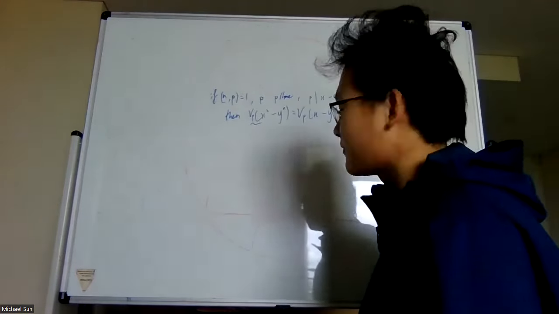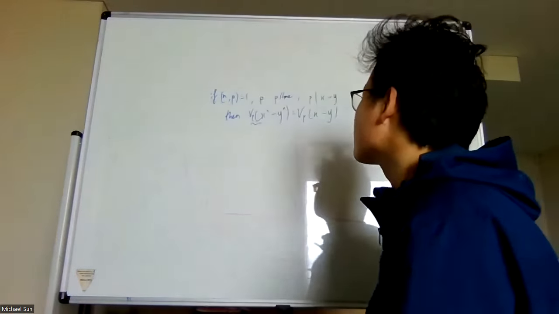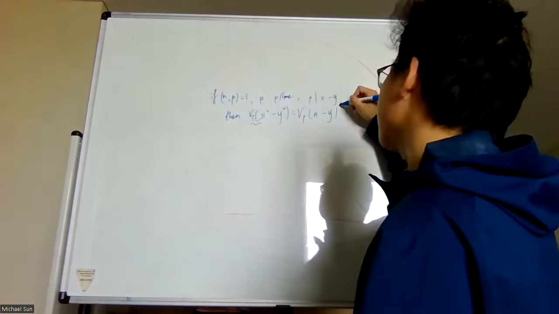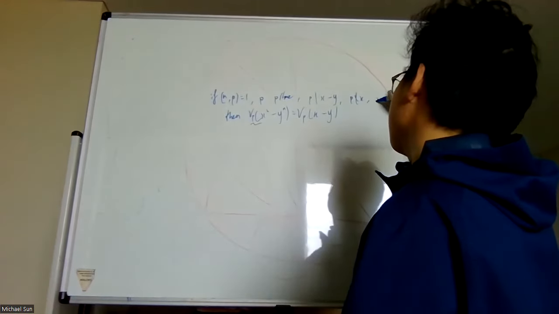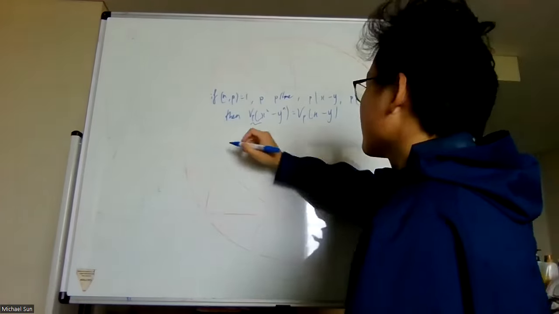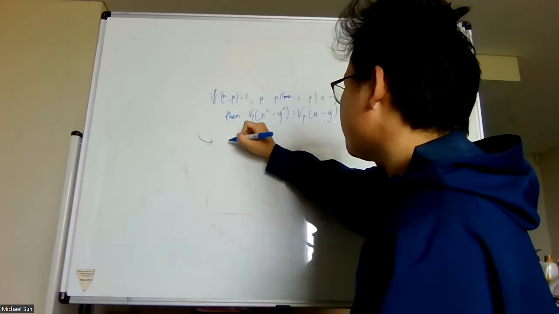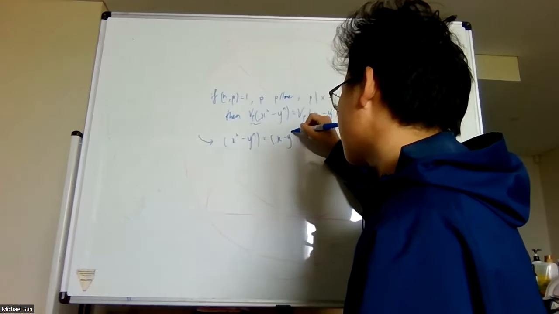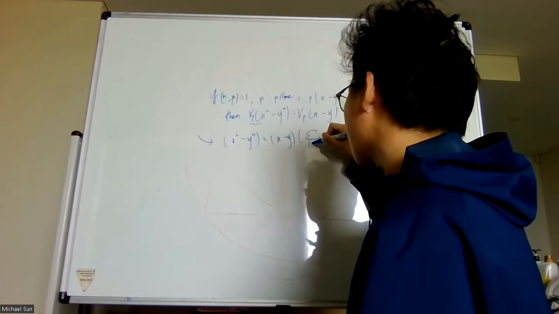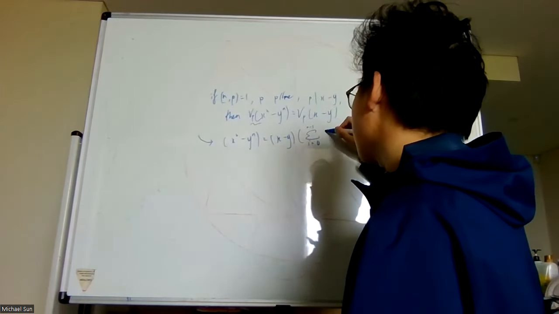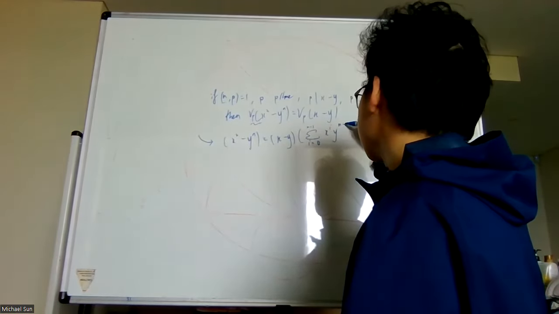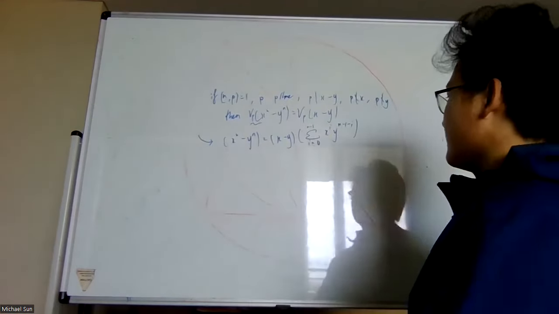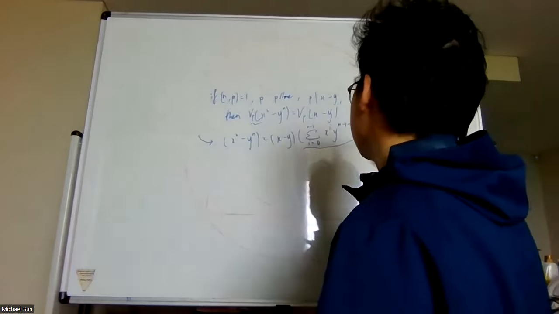Oh wait, another condition is p does not divide x and p does not divide y. So this would get us x minus y and minus 1. And we can look at this modulo p, right?